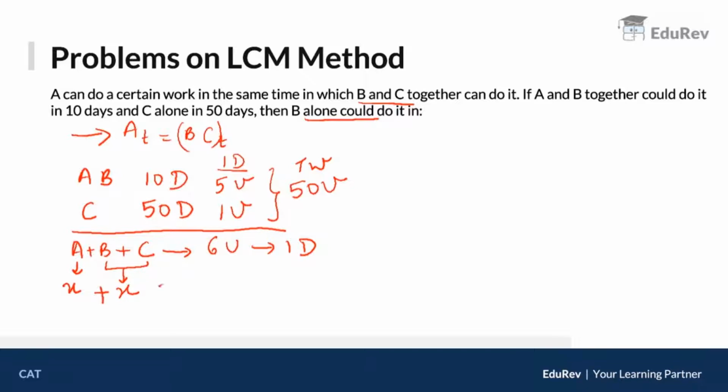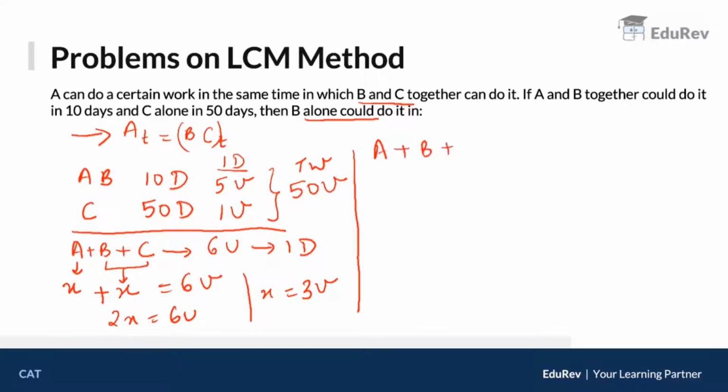So if I add, this is equal to 6 units. So your 2x is equal to 6 units. That means the value of x is 3 units. Okay? The value of x is 3 units. Now we know A, B, C together do 6 units. Correct? Out of that, we know C does 1 unit.